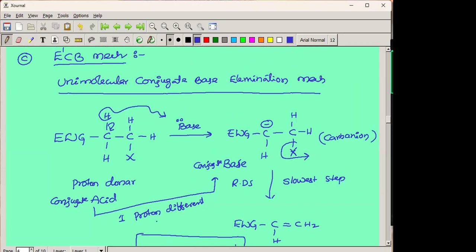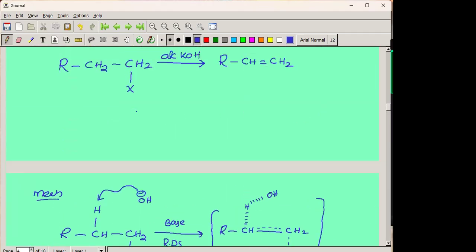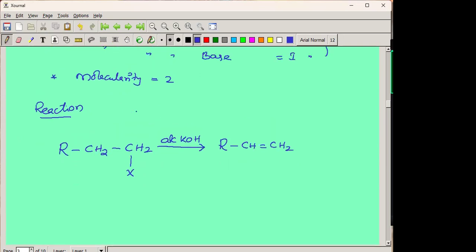The elimination is possible in the opposite direction. The groups must be in opposite directions, so that is a trans elimination. We already discussed the addition reactions, where the addition is either syn addition or anti-addition. In most cases, the addition is anti-addition, so the groups will be added in opposite directions. Like that, the elimination is also possible in opposite directions. So this is about E1 and E2 elimination reactions.